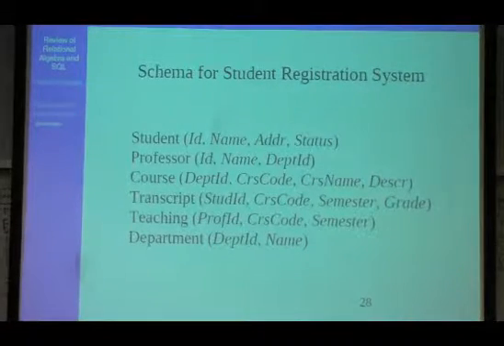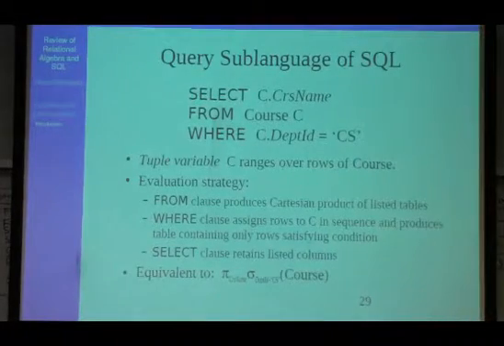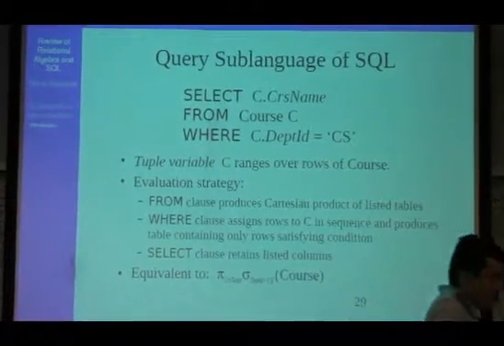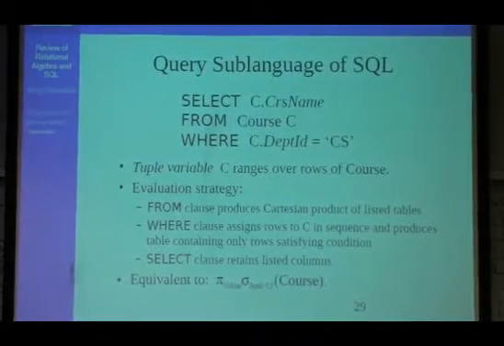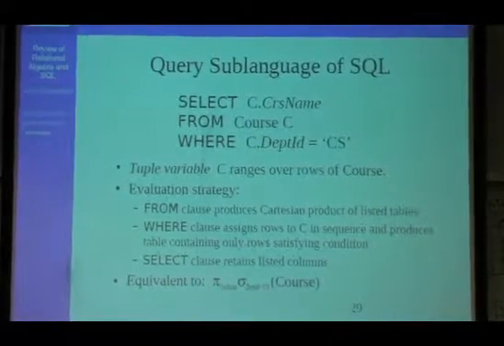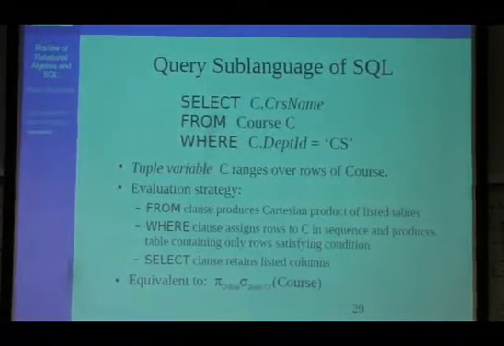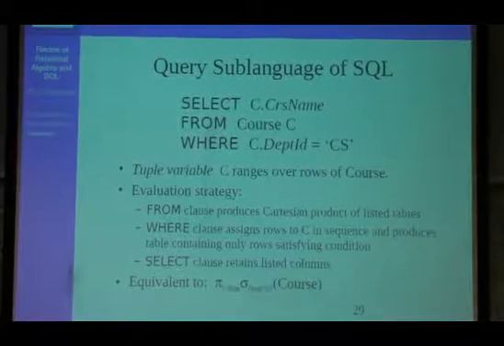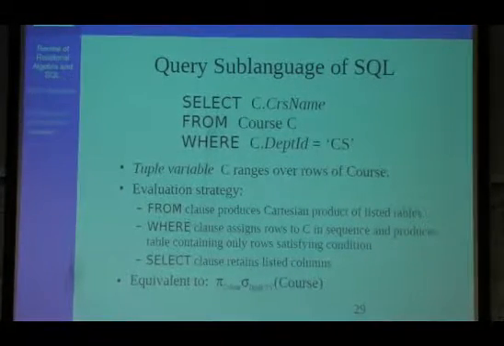Okay, consider these 6 tables. From now on, we'll work with these 6 tables. We are starting with the query sublanguage of SQL. SQL is a declarative programming language, where we just specify what kind of data we want to extract from the database. It doesn't explain how this data will be extracted.